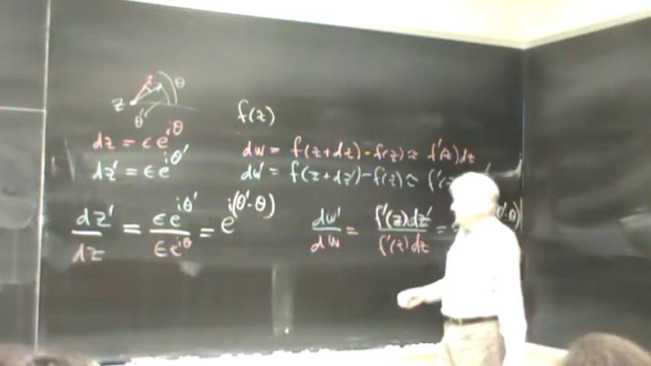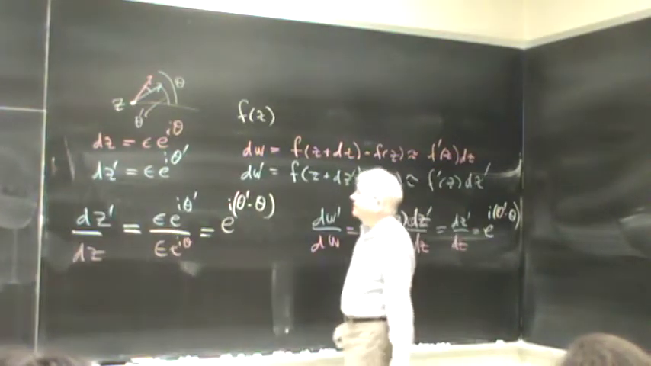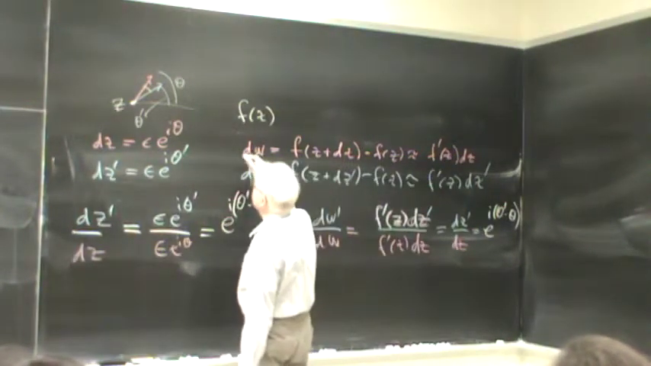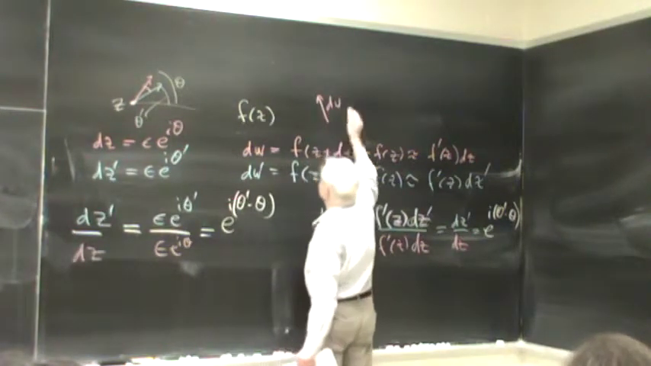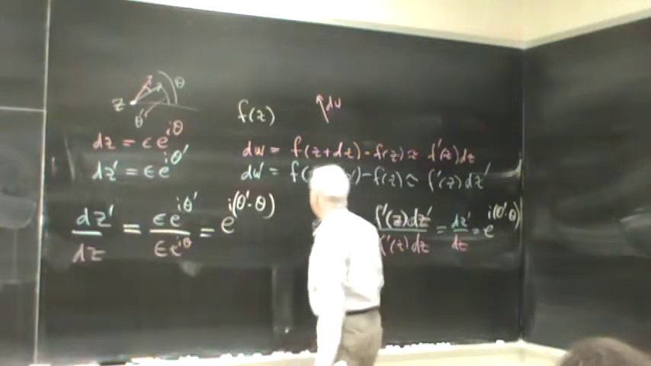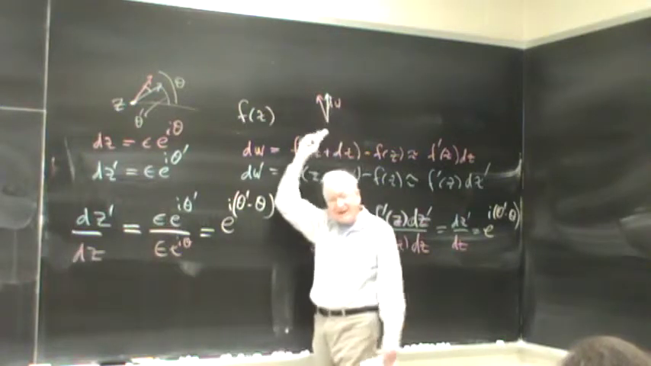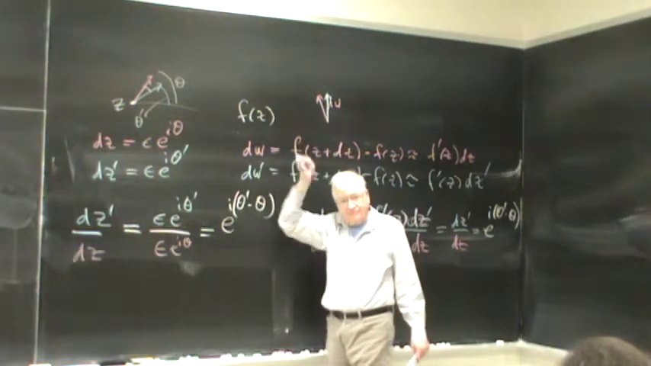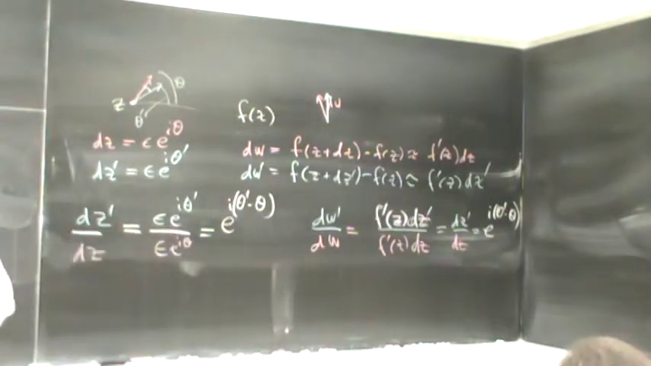So in other words, this analytic function maps dz into some dw, which might point that way. And if it does, then dw prime lags behind by the same angle. So in other words, angles are preserved by complex maps. So that's the whole point of this.